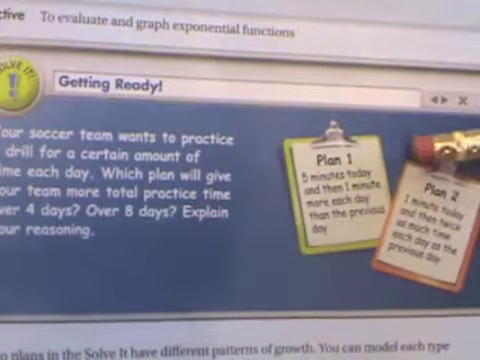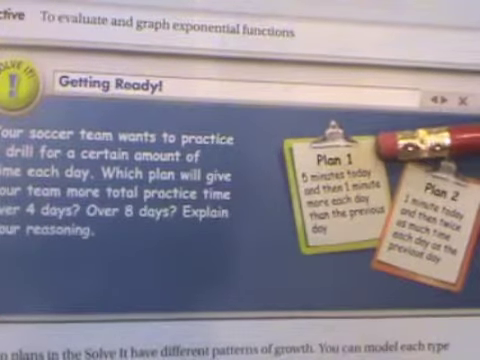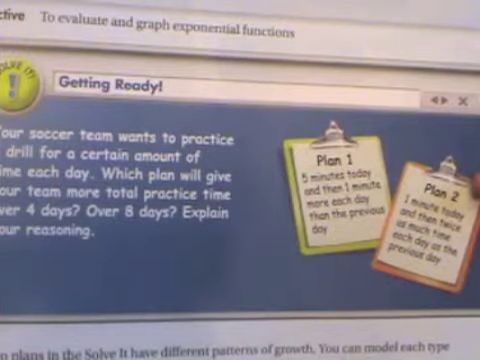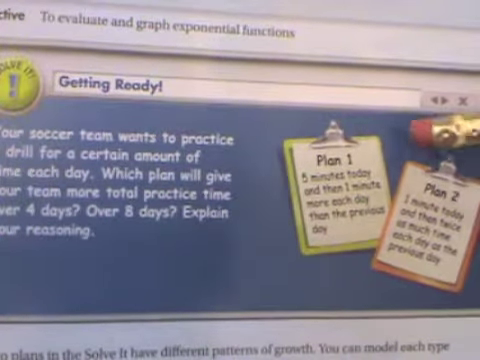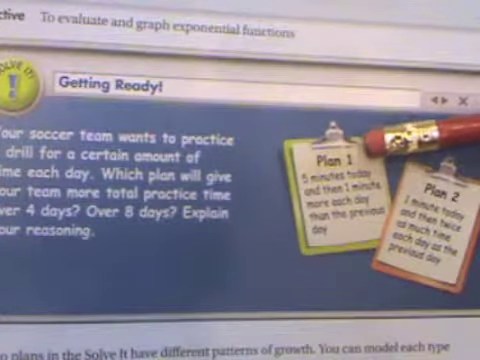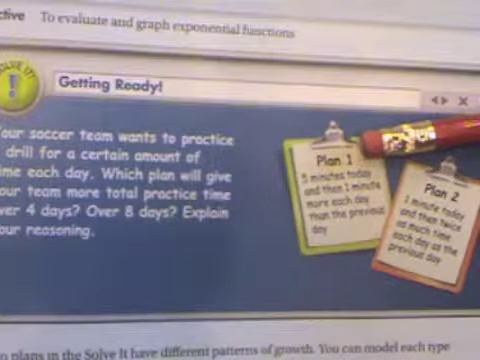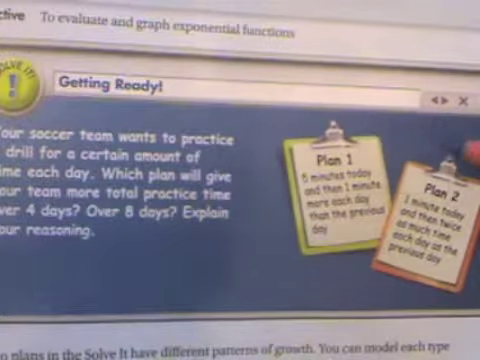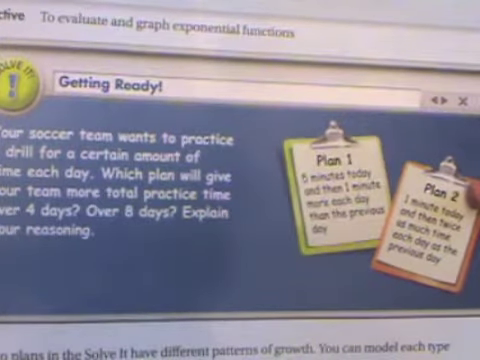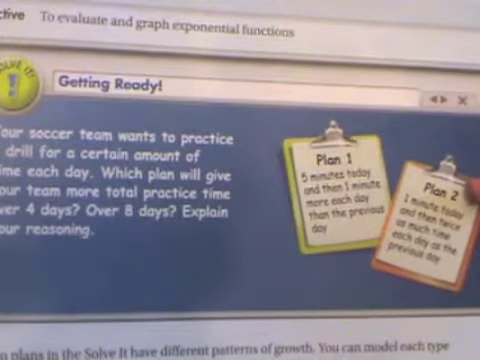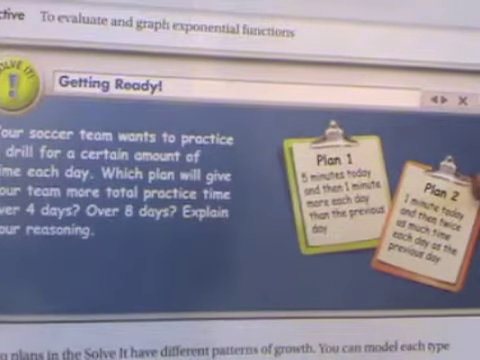As you can see, at the very beginning, plan 1 is more, but very quickly, plan 2 catches up and then gets much bigger. Plan 1 is an arithmetic sequence because we increase by a common difference. Plan 2 is an exponential function or a geometric sequence because we increase by a common ratio. We multiply.